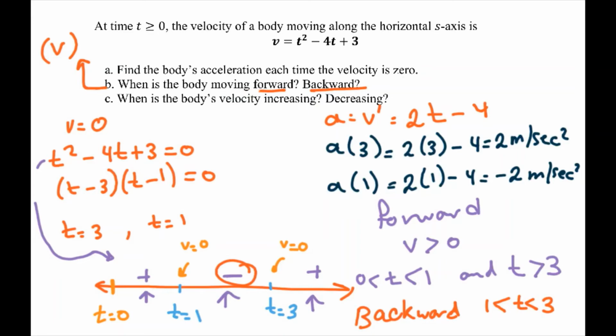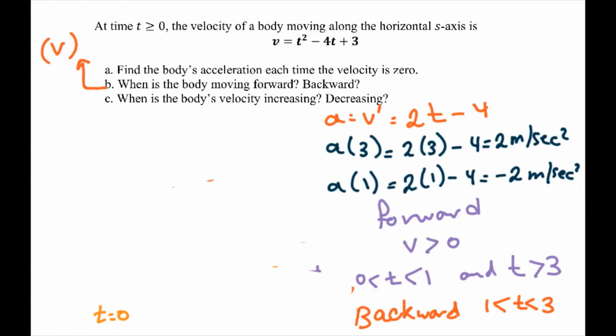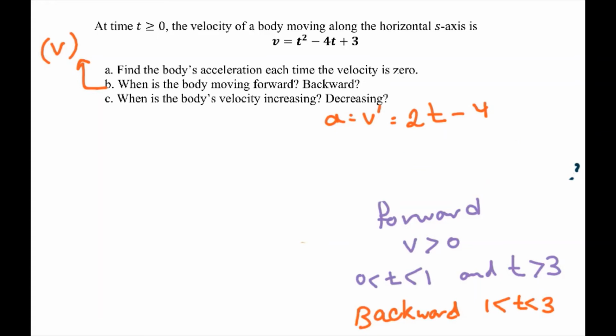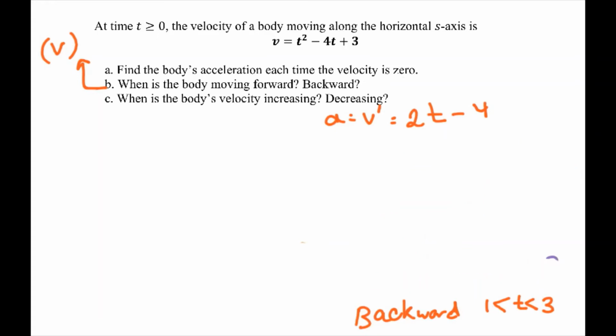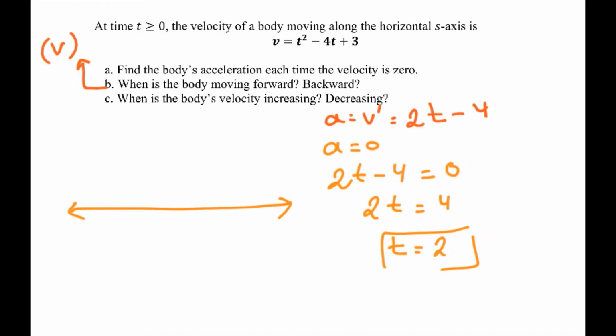Now we need to find when the body velocity is increasing and decreasing. Well, increasing and decreasing is basically based on the acceleration sign. Now, I first need to find when the acceleration was equal to 0, and then try to take points to the right and left. So a equals 0 when 2t minus 4 equals 0, 2t equals 4, and t equals 2. So at t equal 2, the acceleration was 0.